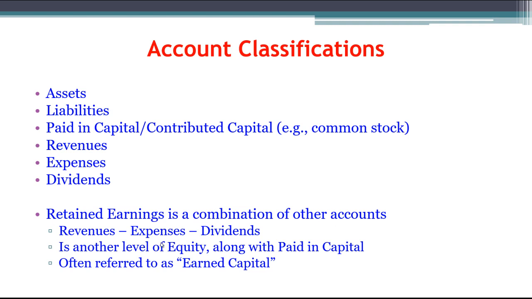The same could be said about net income. Net income is more of a subtotal than an account. Retained earnings is technically an account, but it's a combination of other accounts. Revenues minus expenses minus dividends. It's another level of equity, the earned capital, right alongside paid-in capital. And technically speaking, when we get to normal balances, we'll find out it should have the same normal balance as a revenue or a paid-in capital, assuming it's positive, it's been increased. But again, that's for another video.